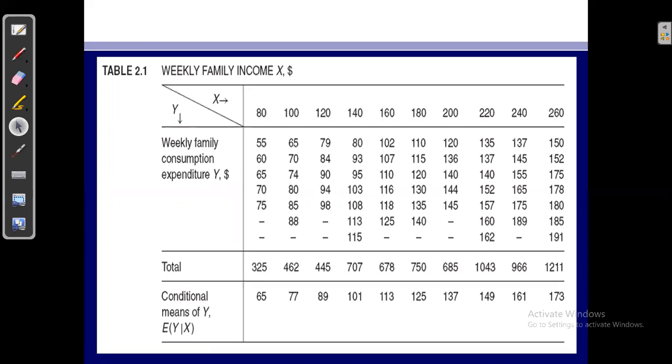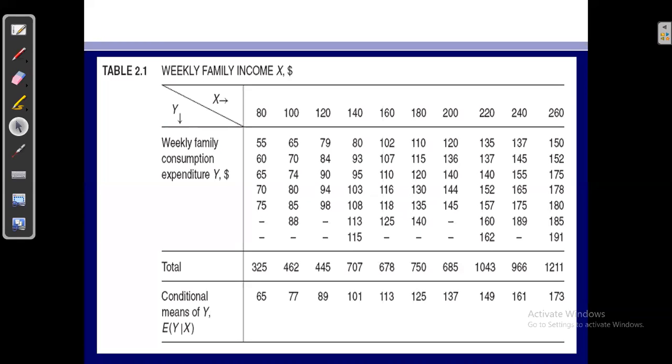You don't leave X as random. You fix the different levels, the different values of X in advance, okay? And then you collect the values of y randomly, right? So this is actually assumption number 2.